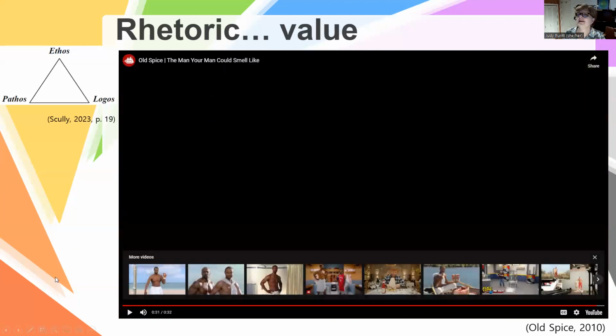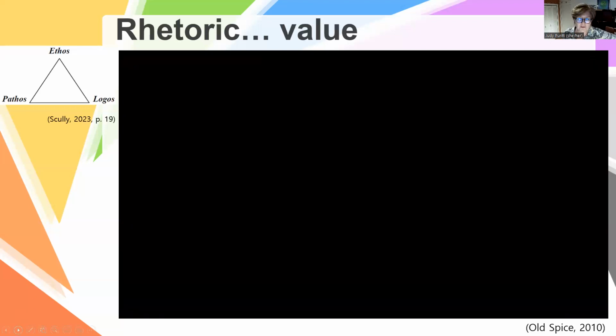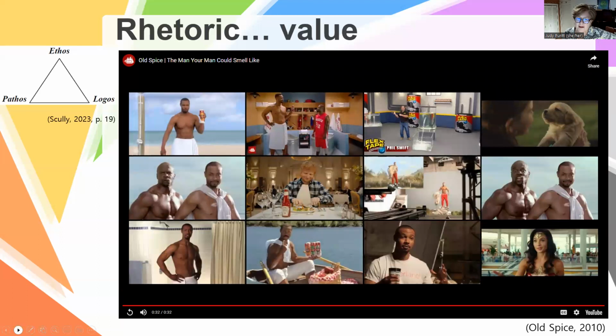Okay, obviously not appealing to logic, appealing to a particular mindset, and it was a hugely successful campaign for Old Spice. And who were the primary purchasers? Well, interestingly enough, it was dominantly men who thought, well, if this is what's going to work, then this is what's going to work.